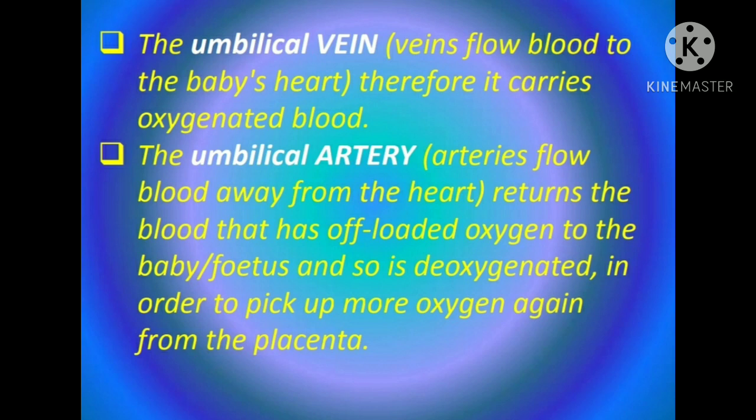Arteries flow blood away from the heart, returning the blood that has offloaded oxygen to the baby fetus, and so it is deoxygenated, in order to pick up more oxygen again from the placenta. This is all about the umbilical vein and the umbilical artery.